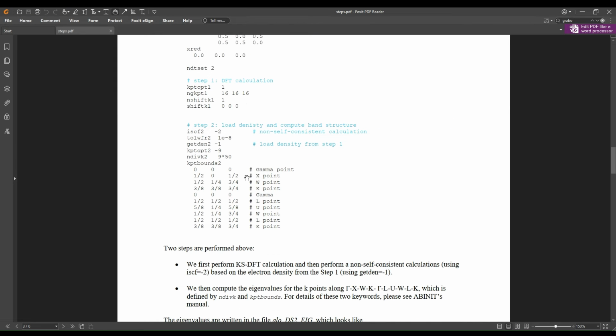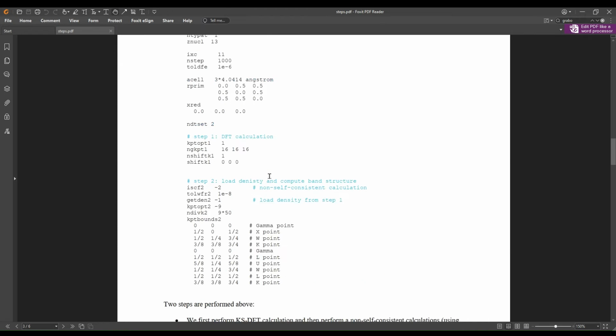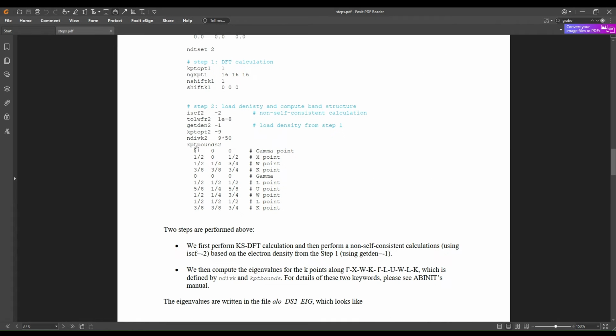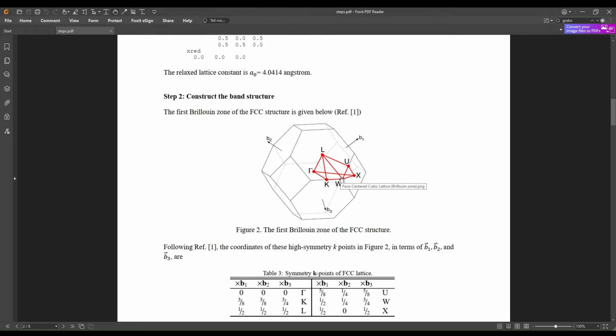So you can see from here, the first point is a gamma point, which is 0, 0, 0 in the first Brillouin zone. And then we go to the X point, which is half, 0, half, which means that we are going to first do the line segment between the gamma point and the X point. The next point in this kptbounds is half, quarter, 3/4, that's a W point, and which is here. So which means that the second line segment we are going to do will be from X to W.